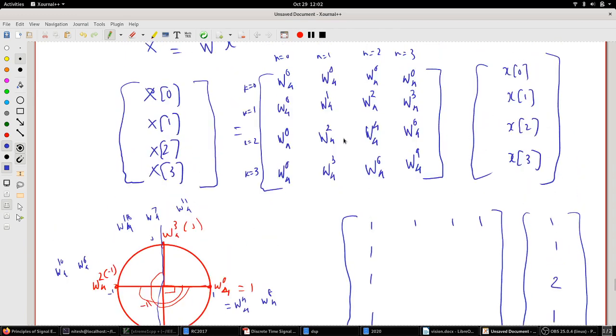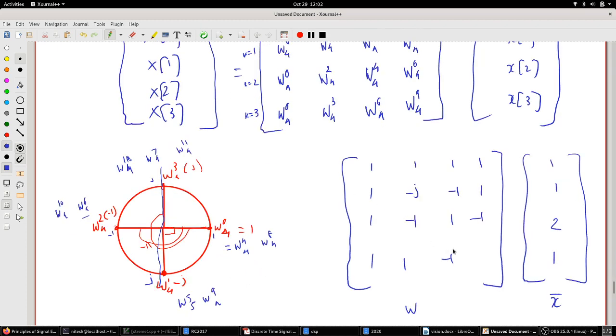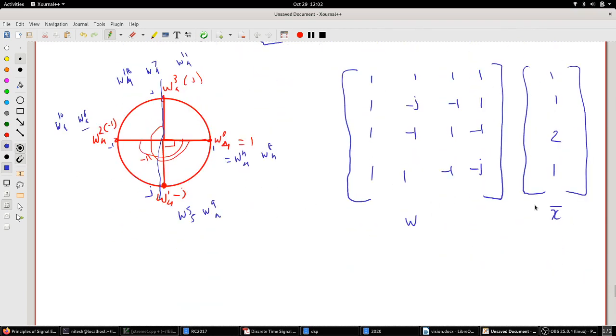Same way W1 of 4 is this guy here, which is minus j. W2 of 4 is minus 1. W3 of 4 is 1. So same one here. W4 of 4, if I go the complete route, it is 1, right? W6 of 4 is this guy here, which is minus 1. So this will be minus 1. So W9 of 4 is actually, I complete this, come back here to W8 of 4 and W9 of 4 is minus j.